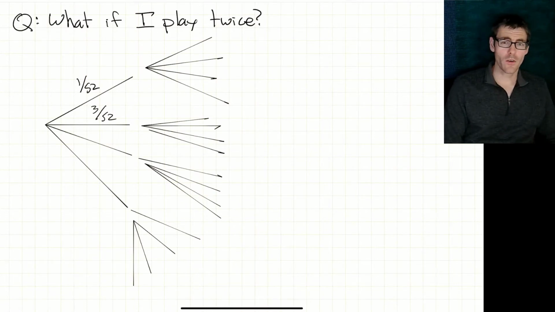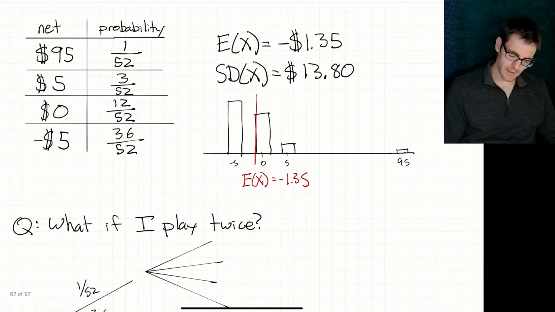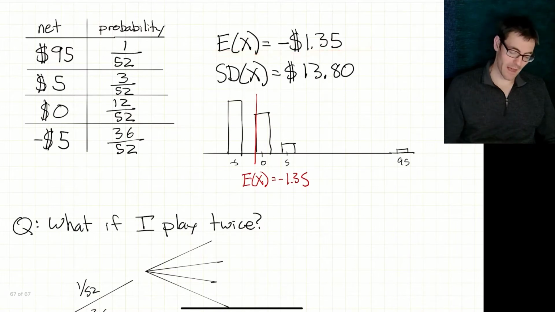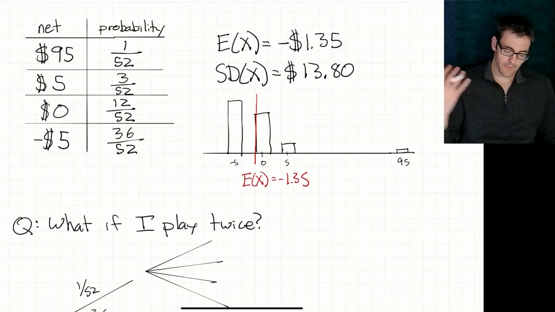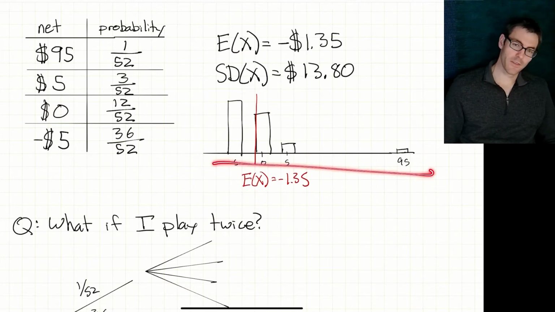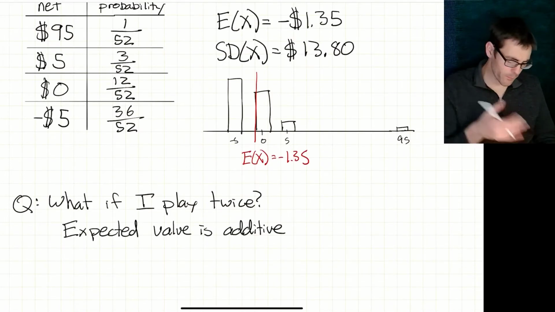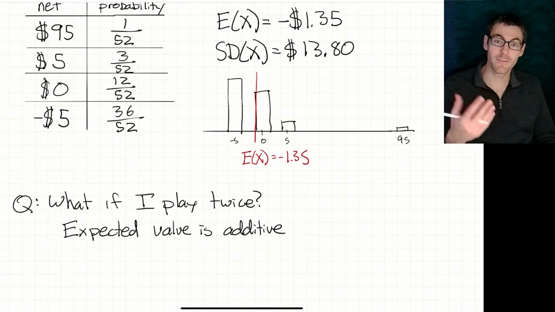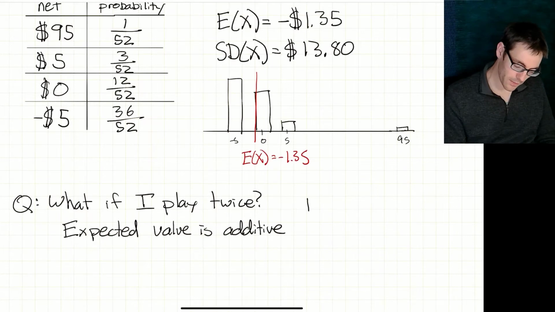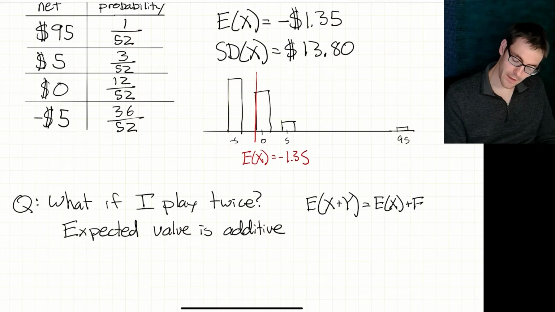This is certainly a way to go, but if all we're interested in is what the expected value or standard deviation of this random variable is, if we're looking for the summary statistics of the distribution, we've got an easier way. The first thing I want to point out here is that expected value is additive. If we want the expected value of the sum of 2 random variables, that's just going to be the expected value of each of those variables added together.